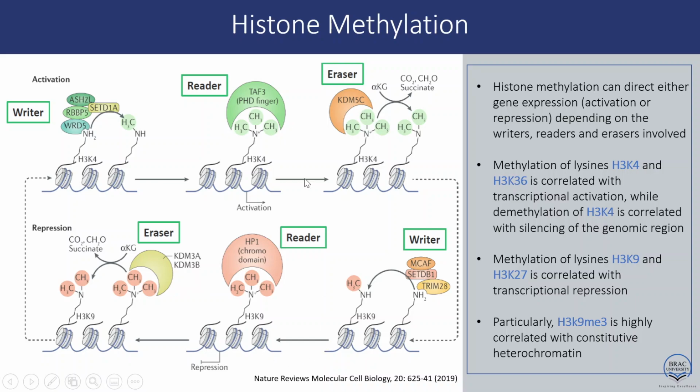So in both cases, the addition of the methyl groups occurs, then reading occurs, and erasers remove those changes, but the pathways are different, the location is different. In the upper example, the addition of 3 methyl groups mainly activates gene expression. On the other hand, in the lower example, the addition is the same, but the side chain location is different. So these changes, the addition of 3 methyl groups, mainly repress gene expression.